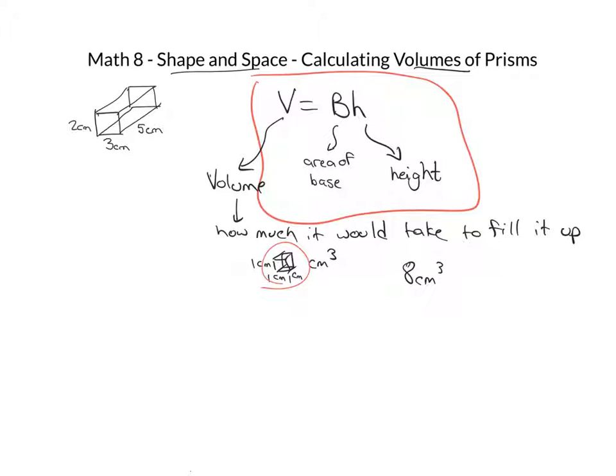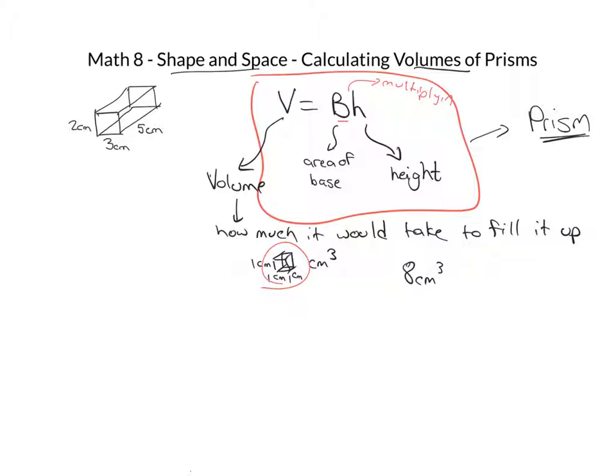Now here's the cool thing. We've got a formula that we're going to use. It's BH. It's important that there's no operation explicitly stated here, so we know that if they don't tell us what operation it is, we assume that it's multiplying. So you can see it's area of the base, that's capital B, times how tall the prism is. And this formula works for any prism.